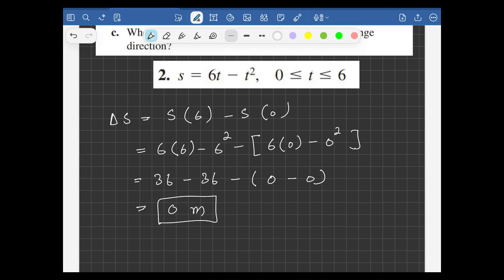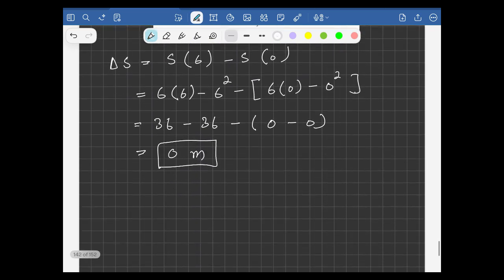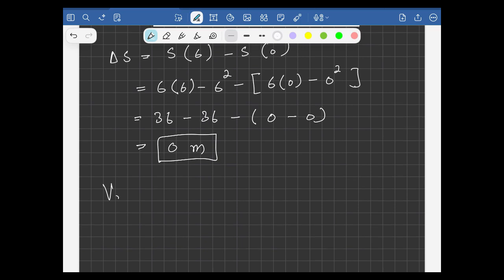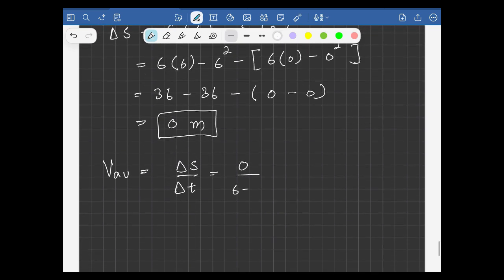Next, average velocity. Average velocity actually equals the total change in displacement divided by the total change in time. Displacement is 0. The change in interval 0 to 6 is going to be 6 minus 0, so 0 over 6, which ultimately becomes 0 meter per second. If there is no change in displacement, there is no velocity. So the average velocity is 0 here.